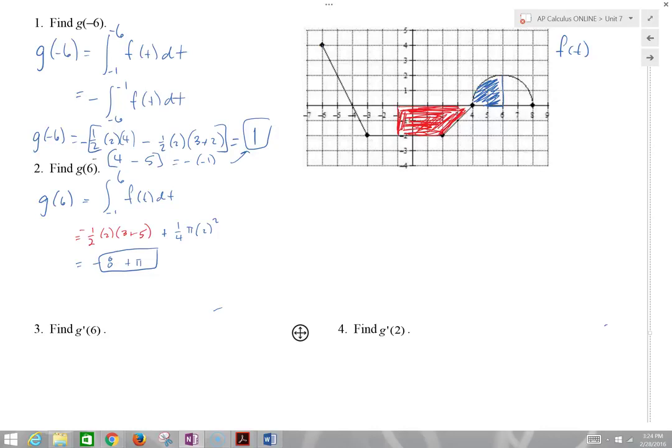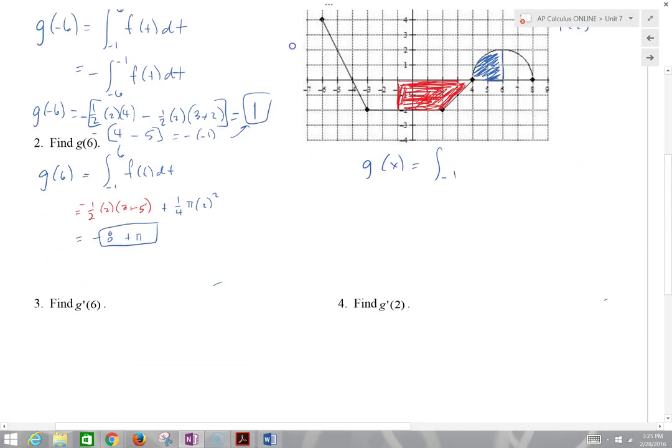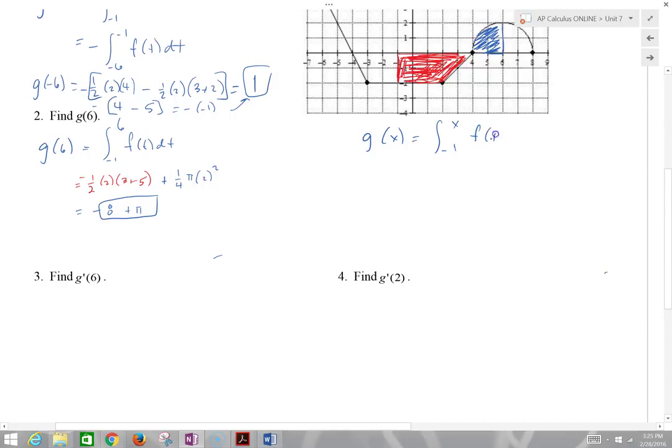Let's find g prime of 6. Since we know g of x is equal to the integral from -1 to x, then g prime of x is going to be equal to f of x times the derivative of x, which is just 1. So g prime of x is equal to f of x. So g prime of 6 is going to be equal to f of 6, which if we go to our picture, is equal to 2.